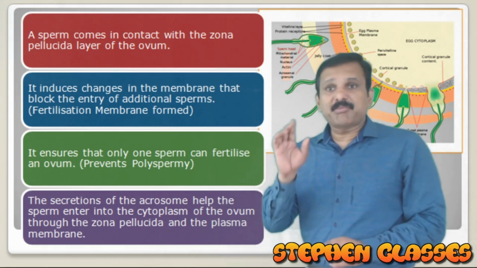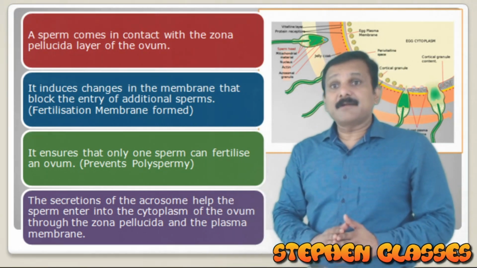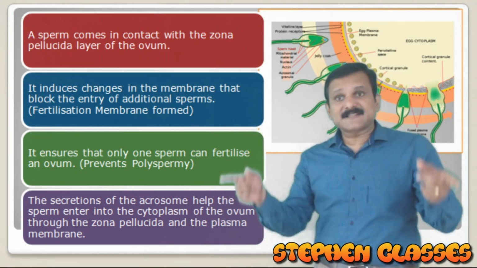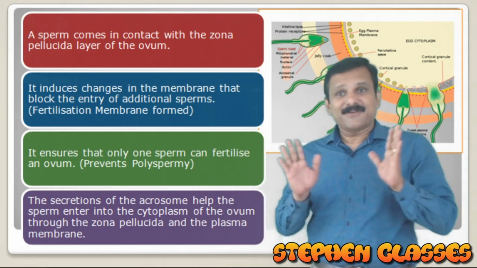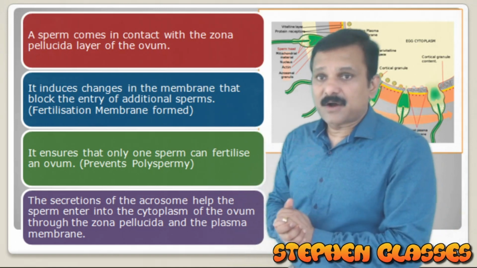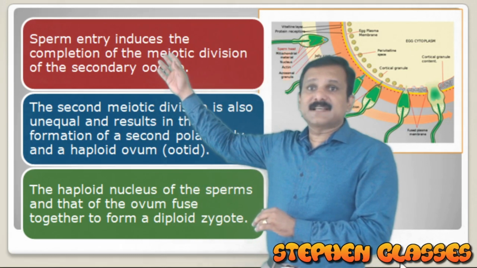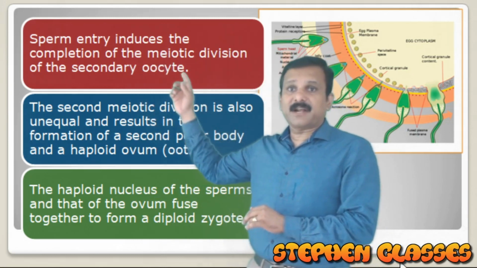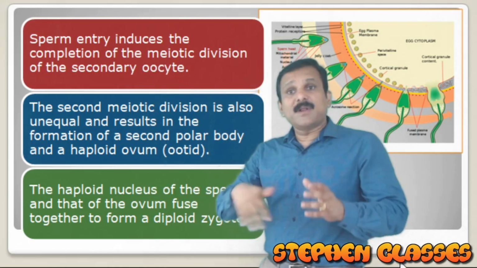So the acrosome plays a very crucial role in penetration of the egg membranes, mainly the layers of corona radiata and zona pellucida. Now fertilization occurs. In the next slide you can see that sperm entry induces the completion of the meiotic division. Once the sperm enters, the cell cycle will restart.